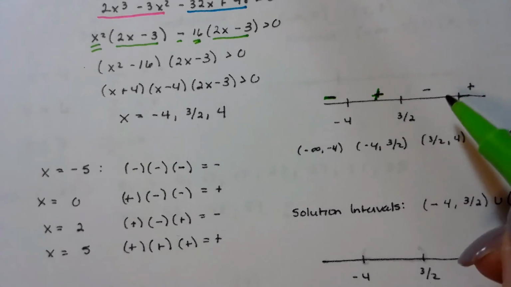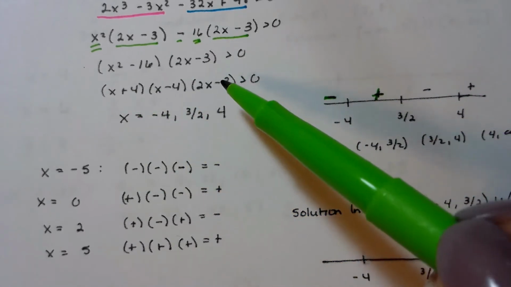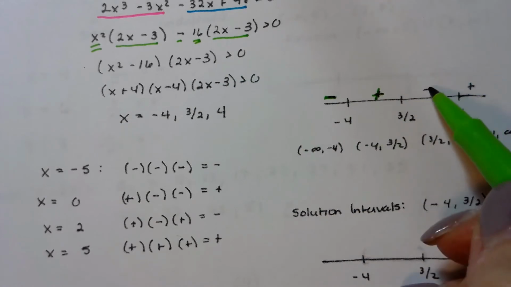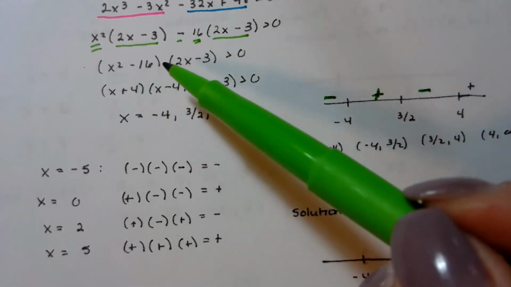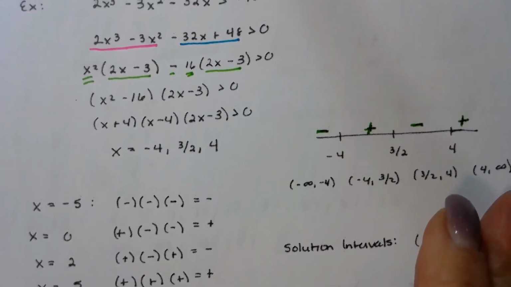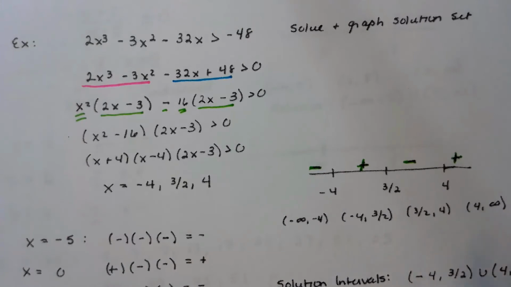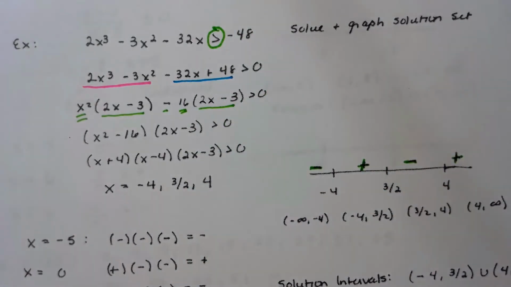Okay, plugged in a positive 2, I have a positive times a negative times that positive, so that makes this interval negative. And finally, when I plug in the 5, I get a positive times a positive times a positive, so this is positive. And I go back and look at my original inequality, and I notice I need to choose values that are positively valued, right?